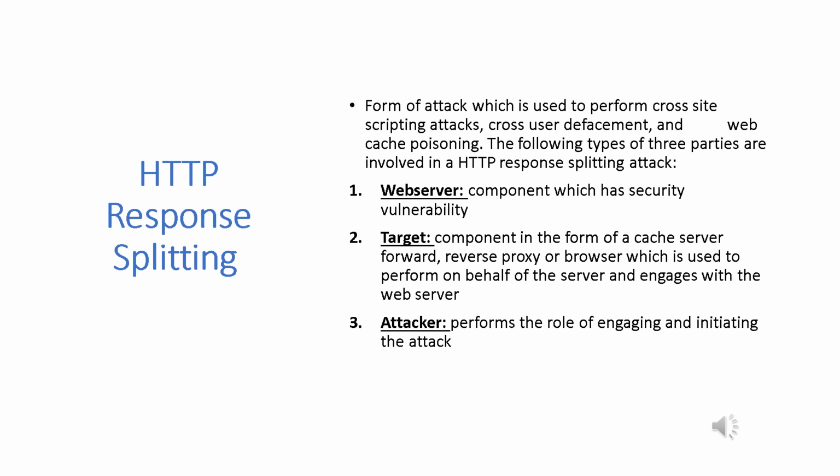HTTP response splitting. This forms an attack which is used to perform cross-site scripting attacks, cross-user defacement, and web cache poisoning. The following three parties are involved in an HTTP response splitting attack: one, a web server, a component which has a security vulnerability, a target; two, a component in the form of a cache server, forward or reverse proxy, or browser which is used to perform on behalf of the server and engages with the web server; and three, an attacker performs the role of engaging and initiating the attack.